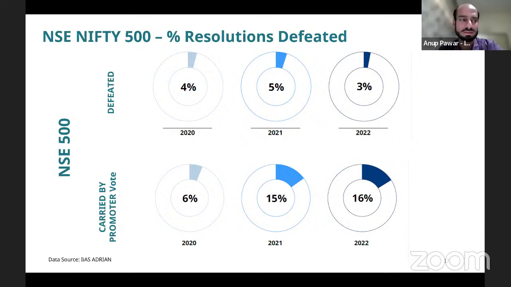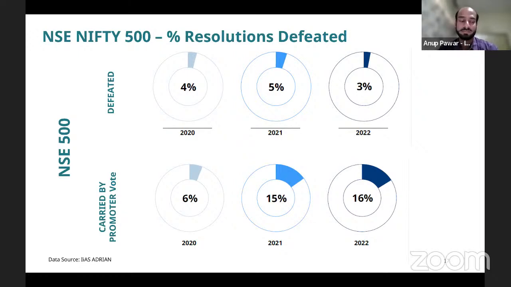That's a function of two things. One is, companies are also starting to understand that investor interest is increasing. They need to propose shareholder resolutions which are steeped in reality, and it has to be practical. And therefore, that number has remained low.